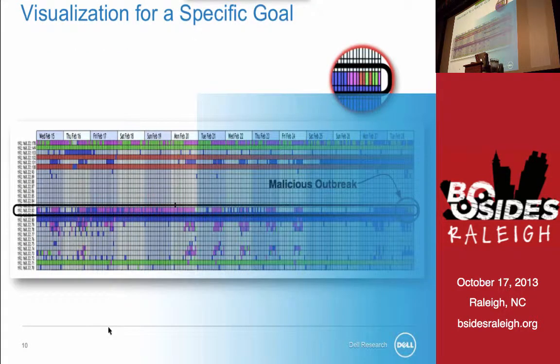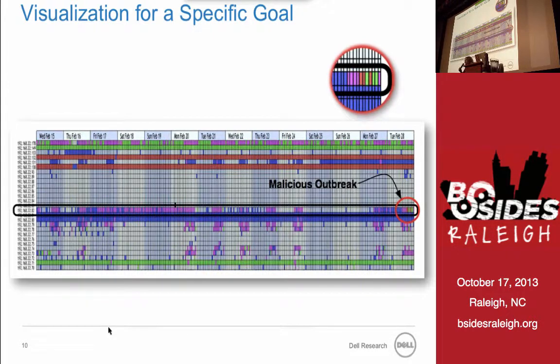And the first one is having a visualization for a specific goal. In this case, what we were doing is saying, you have time on one axis, you have IP addresses on your other axis. And what we've done is we've categorized all of the different IPs that we were looking at and assigned a color based on how we categorize them.